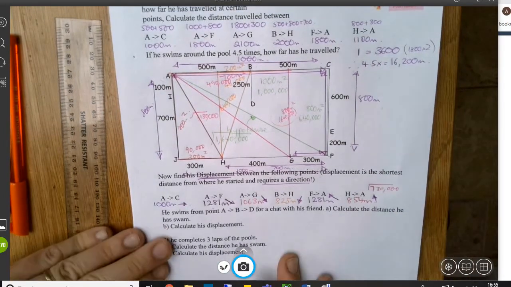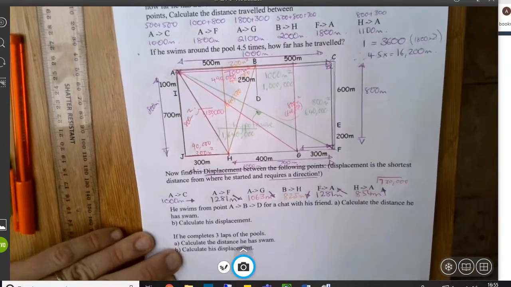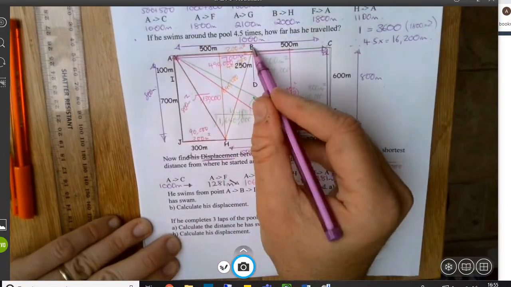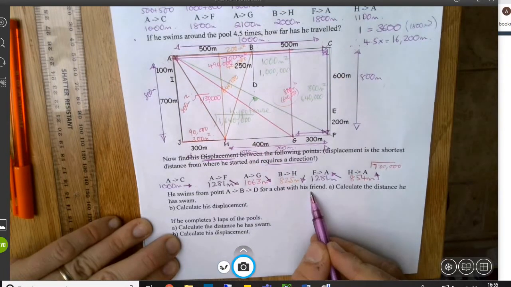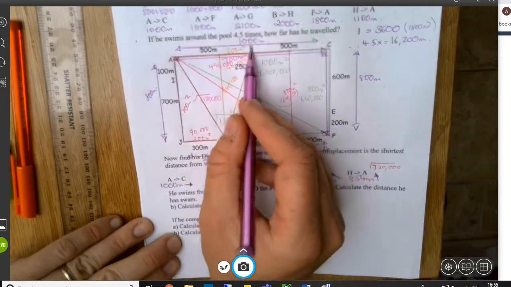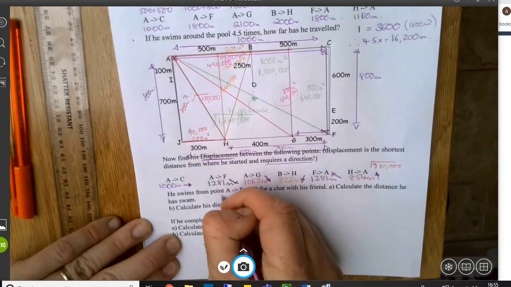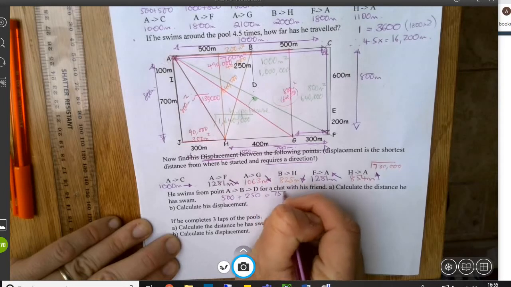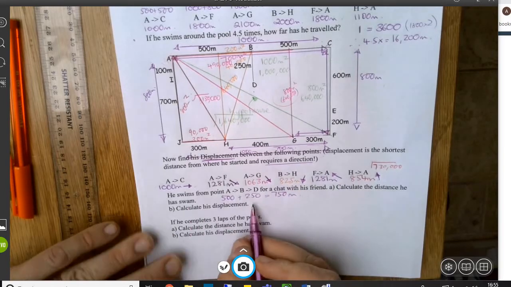Okay? Right, let's do the last part. He swims from point A to point B to point D for a chat with a friend. Calculate the distance he has swum. Very simply, 500 plus 250 equals 750 meters. Calculate his displacement.